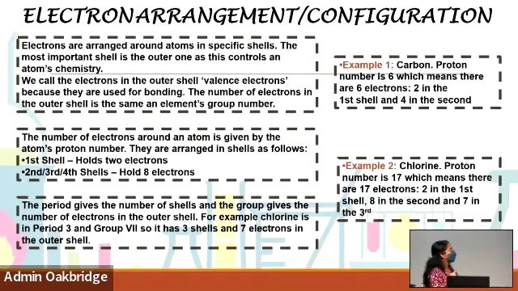Understand? And the number of electrons around the atom is given by the atom's proton number. Again, the first shell holds 2 electrons. This is the norm; you cannot change the norm. This is not applicable for hydrogen, because hydrogen's proton number is just 1, so hydrogen's electron number is also 1. So this norm, that the first shell must have 2 electrons, doesn't apply to hydrogen. That's why hydrogen is quite special.